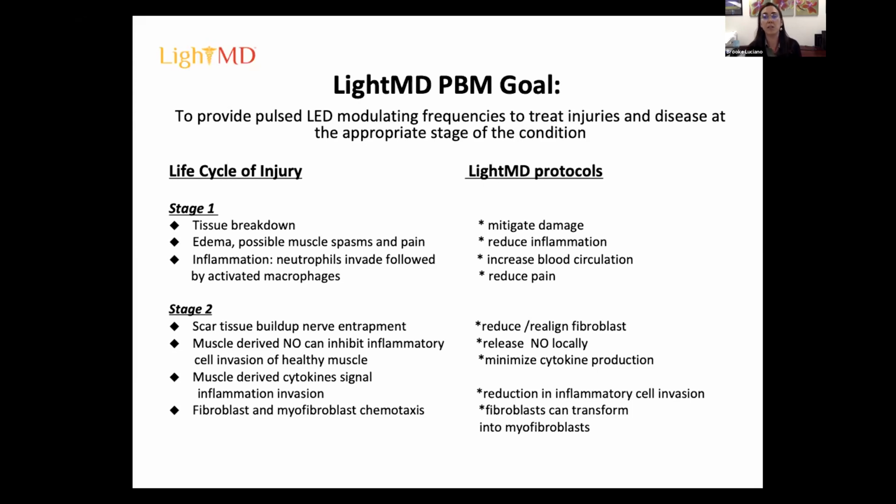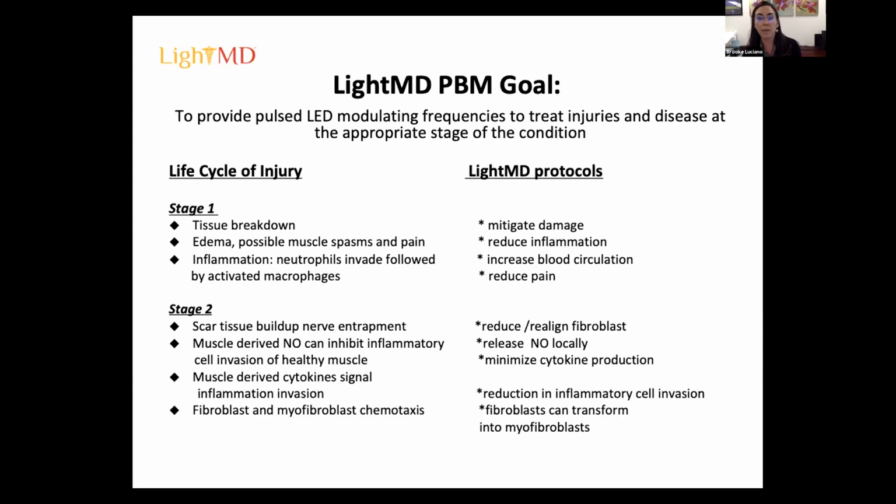The next stage, you start getting scar tissue buildup, possible nerve entrapment. Muscle-derived nitric oxide can inhibit inflammatory cell invasion of the healthy muscle. You have muscle-derived cytokines signal inflammation invasion as well, and fibroblasts and myofibroblasts chemotaxis. So in this part, we aim to reduce and realign the fibroblasts. This is all via the LED lights that are specific to those tissue types.